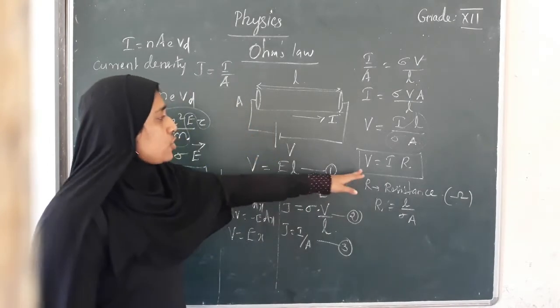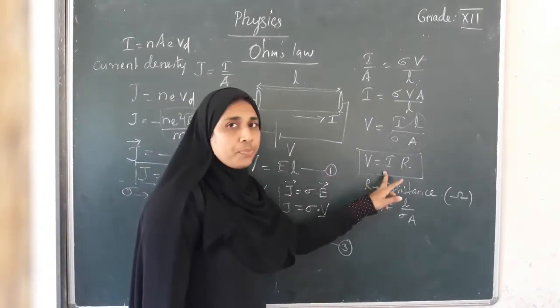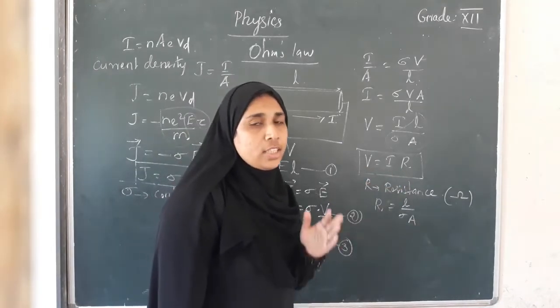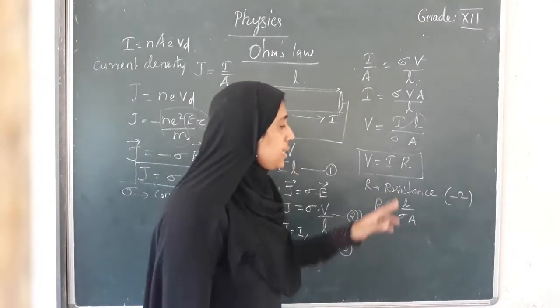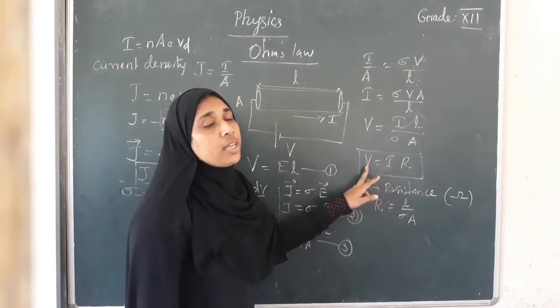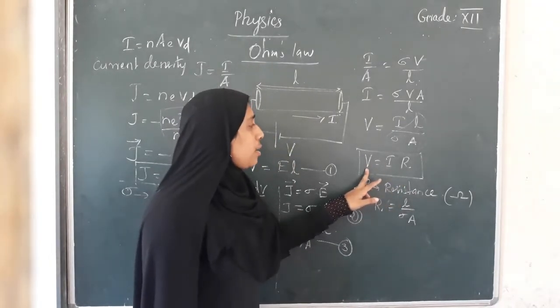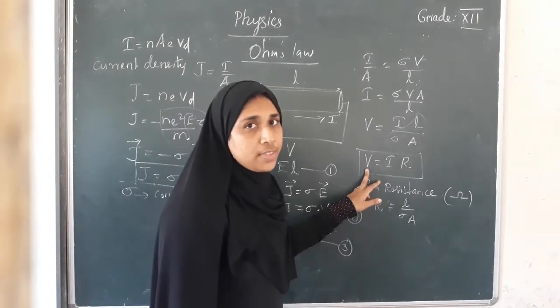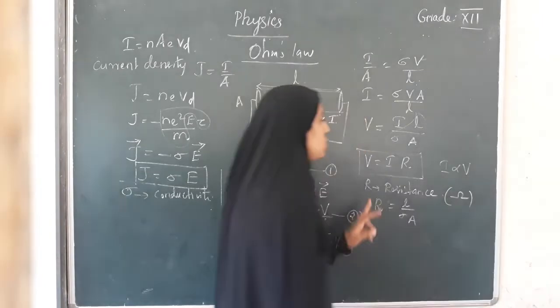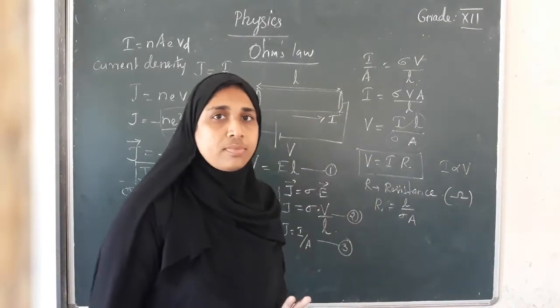So what is the macroscopic form of Ohm's law? V is equal to IR. At constant temperature, the steady current flowing through the conductor is directly proportional to the potential difference developed between the ends of the conductor. That is, I is proportional to V. This is known as Ohm's law.